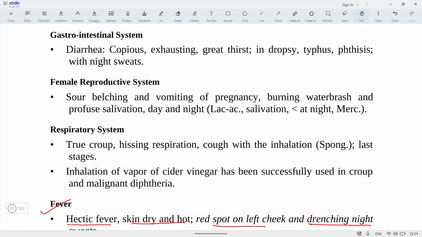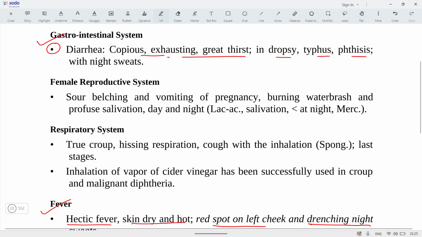Okay. Next, come to the particular symptoms of acetic acid. First is the gastrointestinal system, and first is diarrhea. We have already discussed that in diarrhea there is increased thirst. The patient is feeling very weak, as with huge amounts of blood loss. In chronic diarrhea, acetic acid is a good remedy. In dropsy, typhus, phthisis, there is TB with night sweats.